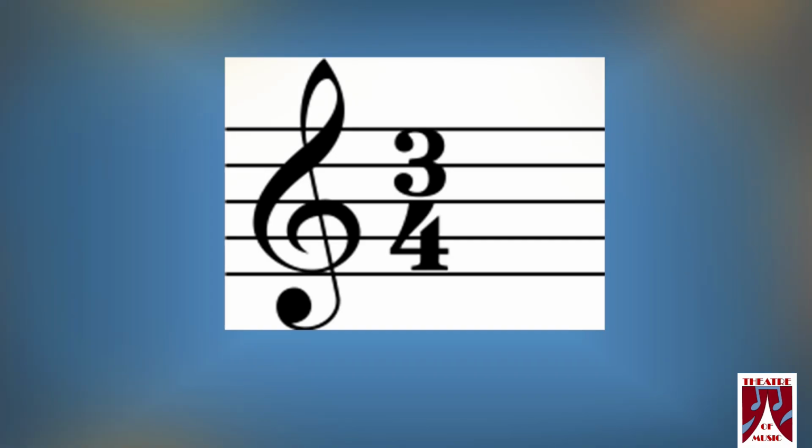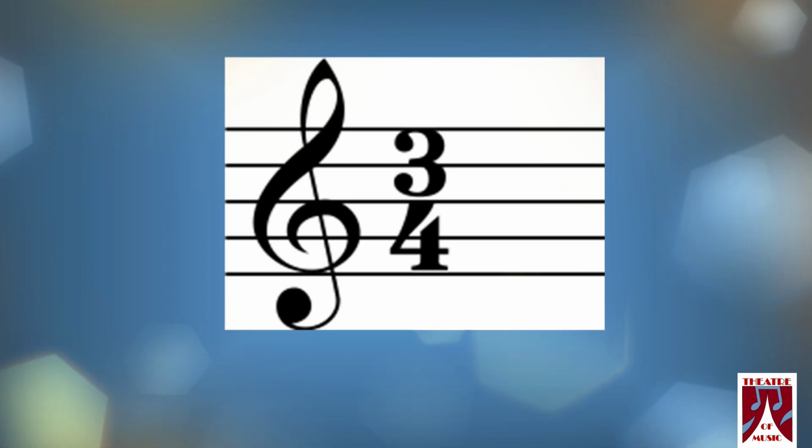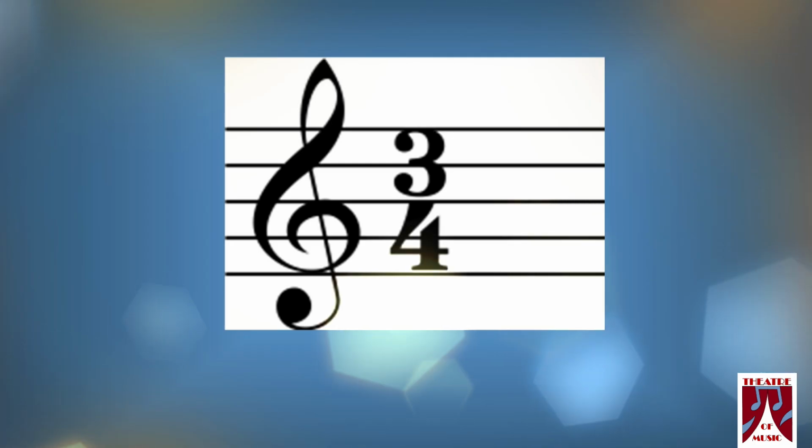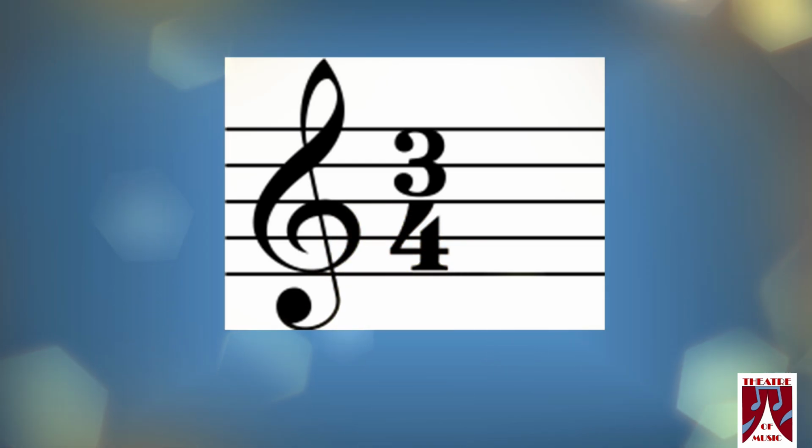So, what does a time signature look like? It kind of looks like a fraction, but it's not really one. There's no dividing line. It's just one number written above another. The top number tells you how many beats are in each bar. For example, a 3 on top means there are 3 beats in each bar.